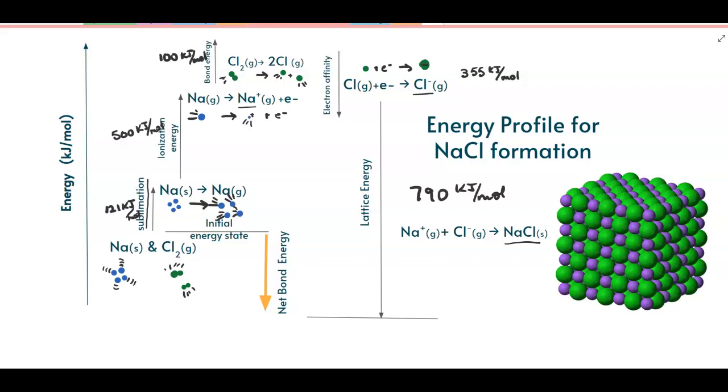If I take the sum of all my energy increasing steps, sublimation, ionization energy, and bond energy, and compare it to my energy releasing steps of electron affinity and lattice energy, I find that the heat of formation for sodium chloride is about 400 kilojoules per mole of sodium chloride formed. That's the difference from where we started and where we wound up. And that's this orange line here, and that's known as my bond energy or heat of formation.